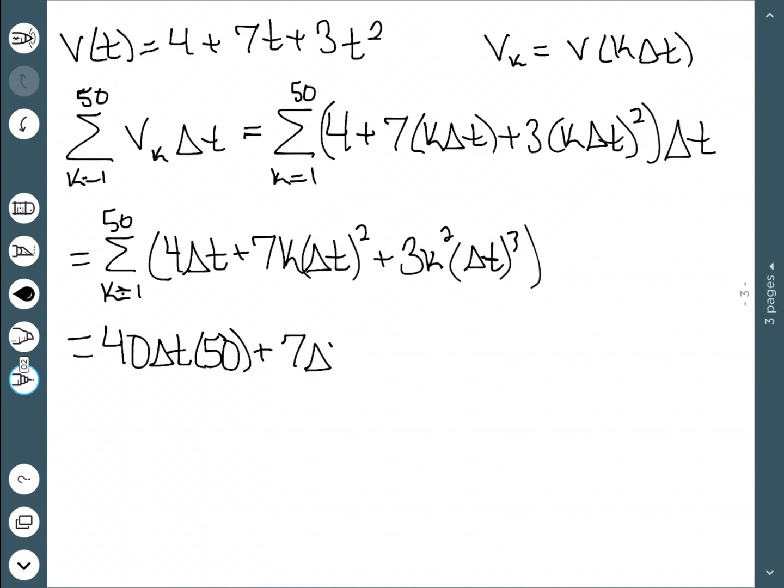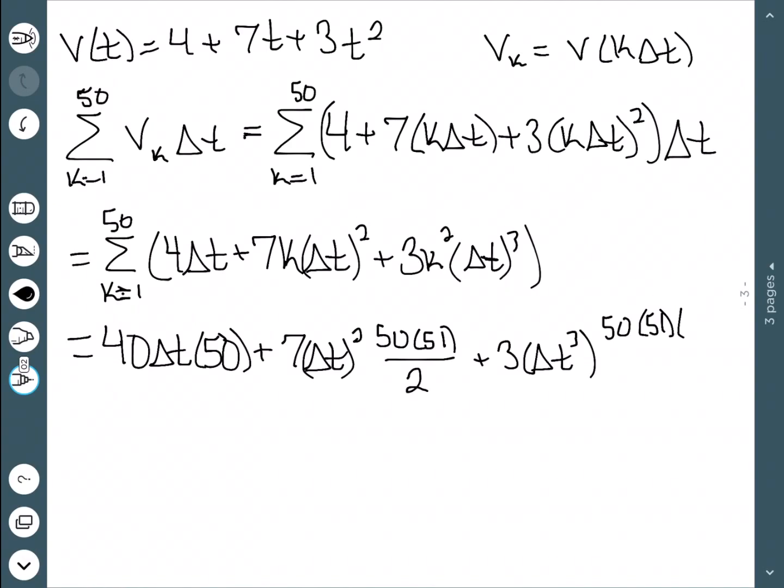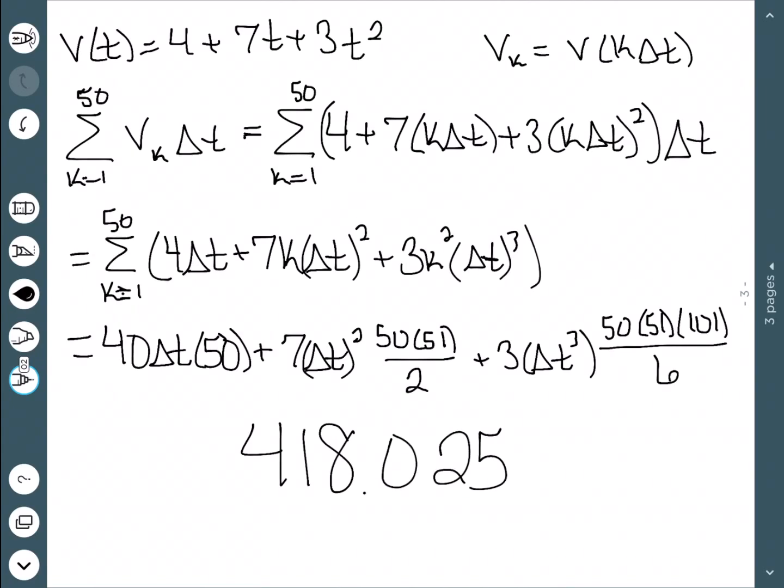The next one, 7 delta t squared is my constant, and then I have to sum up k. The formula for that was n times n plus 1 over 2. I then have 3 delta t cubed, and then the sum of k squared was n times n plus 1 times 2n plus 1, all over 6. And now I just need to add all of this stuff up. When I do, I get 418.025 once I substitute the value of 0.1 in for delta t.